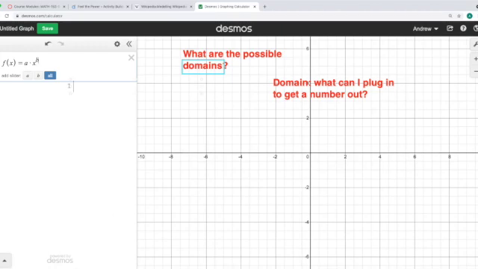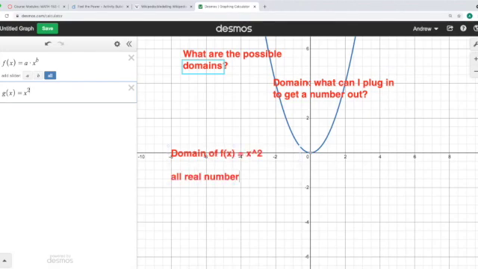So let's look at one example of a power function. If I look at g of x equals x squared, is there any reason I can't plug a number into x squared? Are there any problems? No. So what's the domain of x squared? The domain of x squared is all real numbers. So there are absolutely no issues.